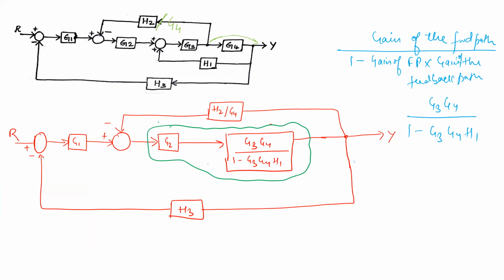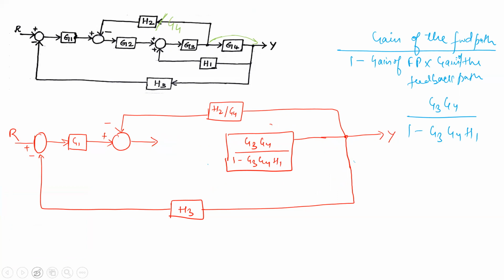Now, when these two are cascaded to one another, we can replace these two with a single block. So we will be replacing this one with a single block, and this would be G2. So this is the single representation.